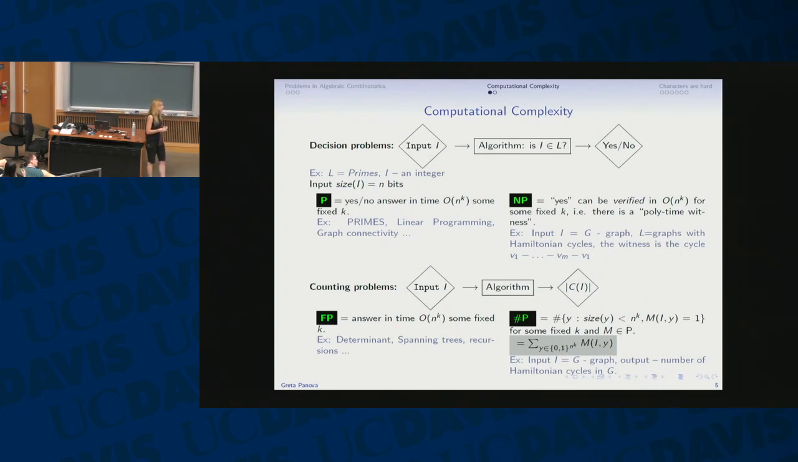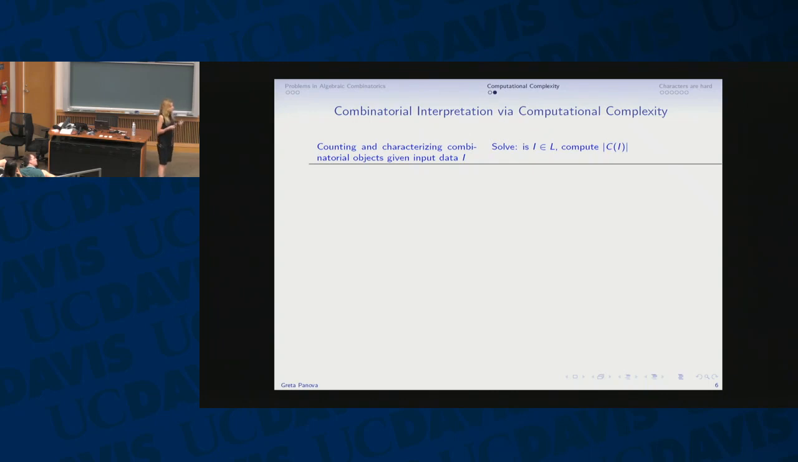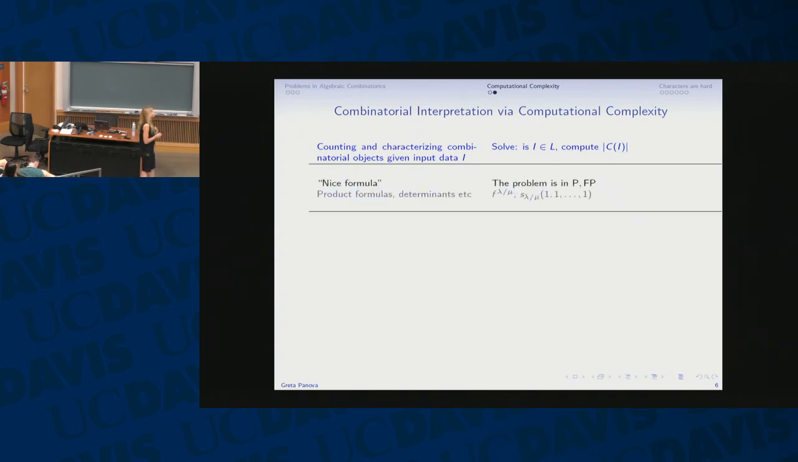But what other examples are there? So we are going to use this formalism to try to formalize combinatorial interpretation as a notion. So if there is a very nice formula like the hook length formula, a determinant formula, whatever nice things you actually compute, then this problem is probably in the class P, or FP when we are counting. So for example, counting skew standard Young tableaux, Schur functions, things like that.